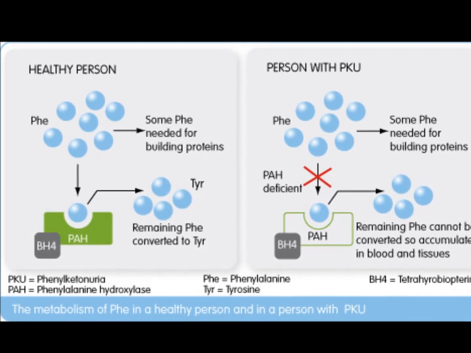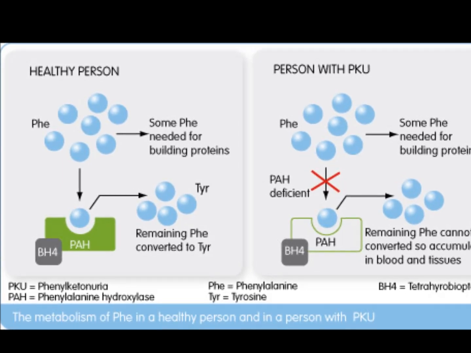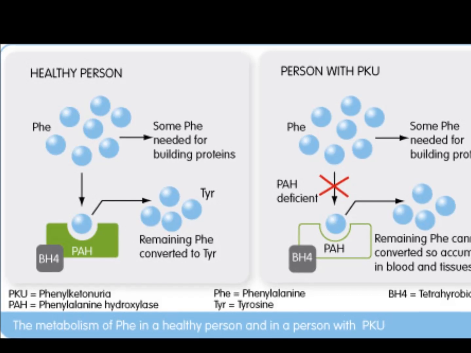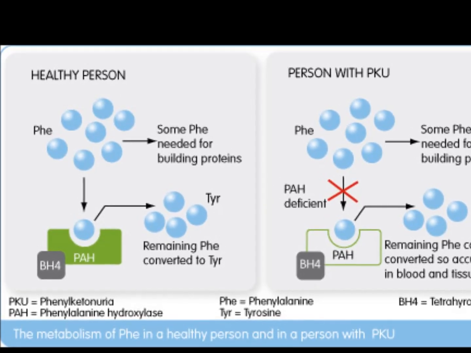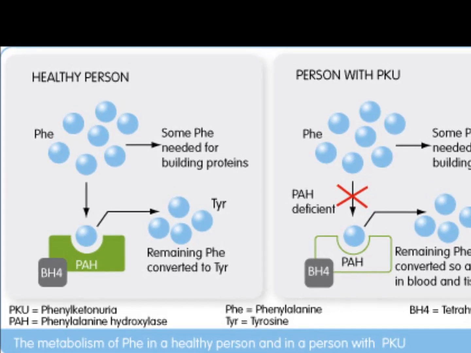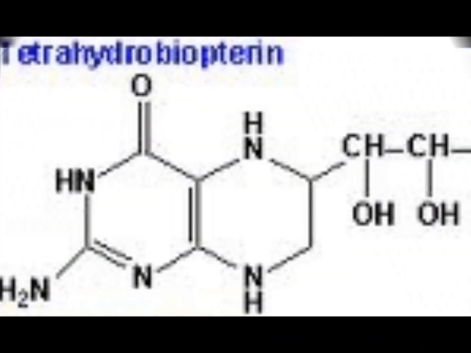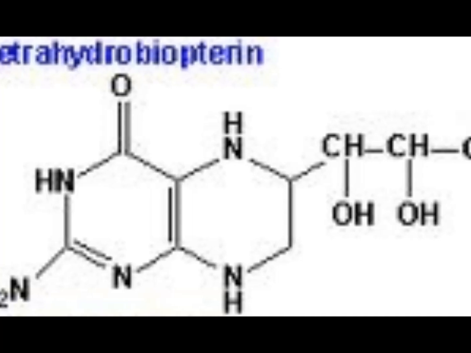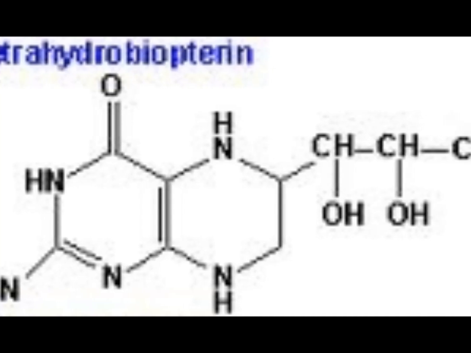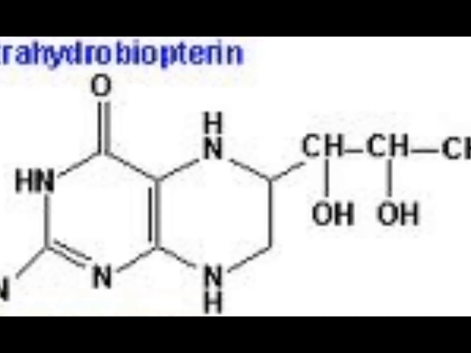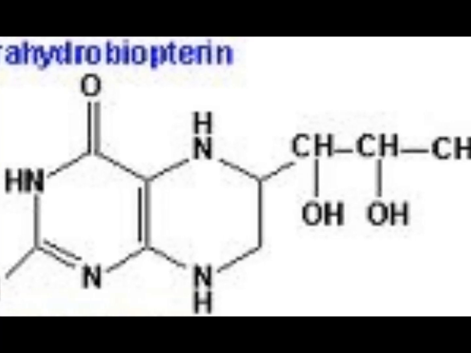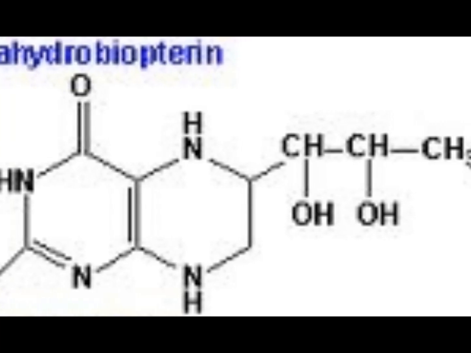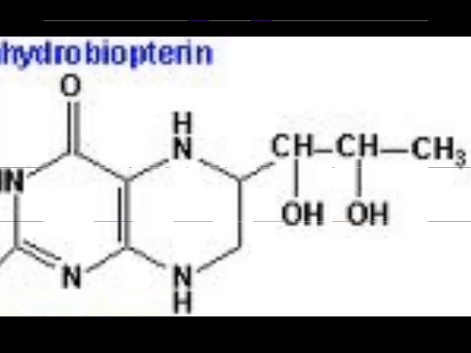Individuals with PKU have a defective phenylalanine hydroxylase enzyme and cannot break down the amino acid phenylalanine, which can increase to toxic levels in the body. The PAH enzyme works with the cofactor tetrahydrobiopterin, or BH4. Some individuals have a functioning enzyme, but a deficiency in BH4 cofactor, leading to high levels of phenylalanine.